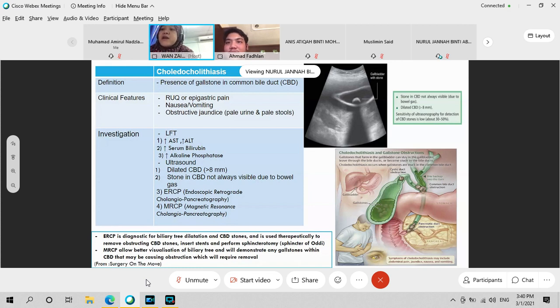But how do we know ada something yang obstruct? Of course, we have to look at the diameter of the CBD. That's why it is very important to look at the diameter of the CBD. The normal diameter is around 3 to 8 millimeter. If it is more than 10 millimeter, it's considered dilated. If dilated means ada obstruction lah. Okay, continue. Next.